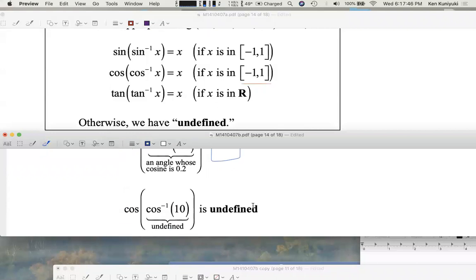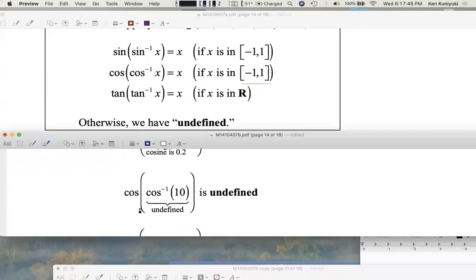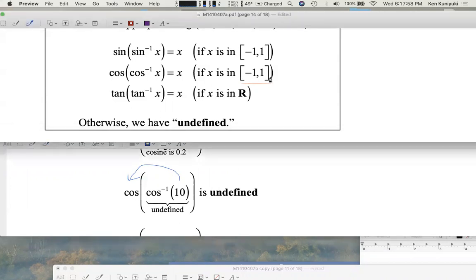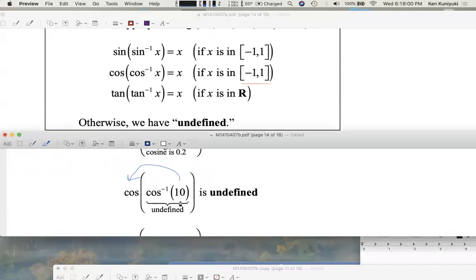Now, cosine of inverse cosine of 10. Well, 10 asks cosine, am I in your range? Cosine says, no, because you're not between -1 and 1. You're not a cosine value, which means I cannot spit you out, and this overall expression is undefined. Inverse cosine of 10 is dead right there.